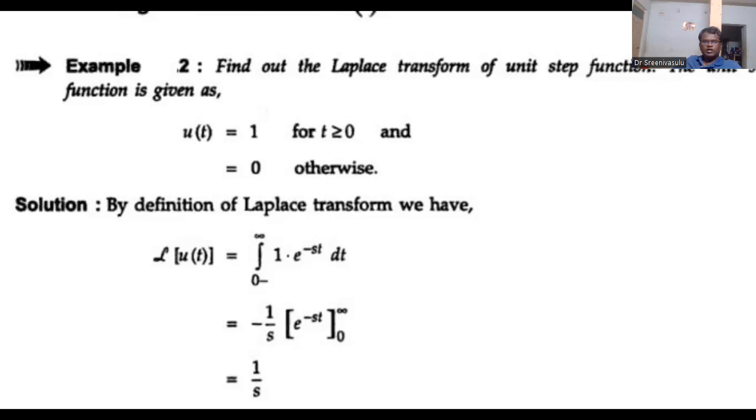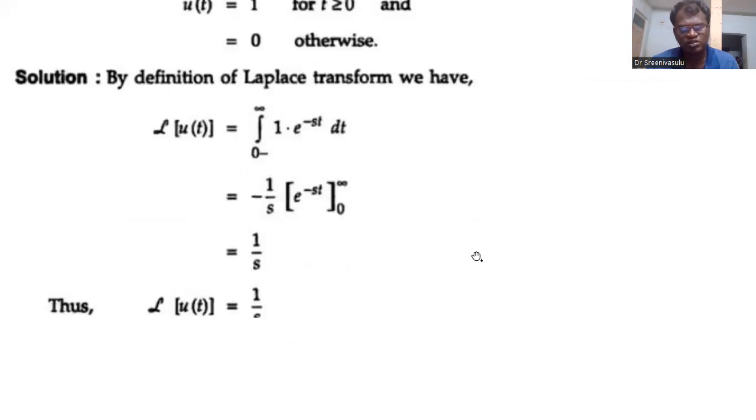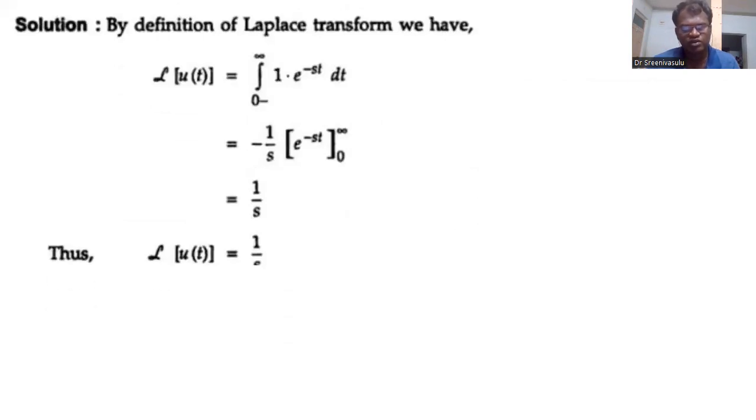And you can integrate this term e power minus st. The integration of e power minus at dt is e power minus at divided by minus a. In similar fashion, we integrate with respect to dt, so we get e power minus st divided by minus s. Now, the question is, does it exist for all values of s?